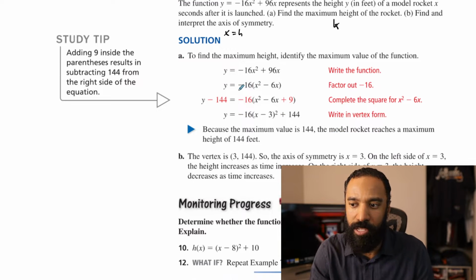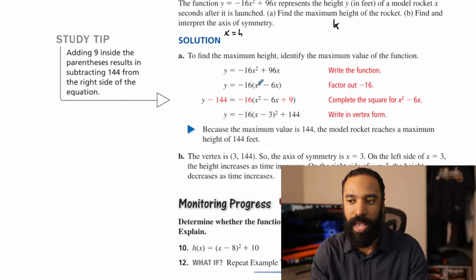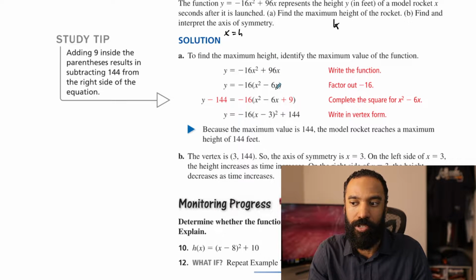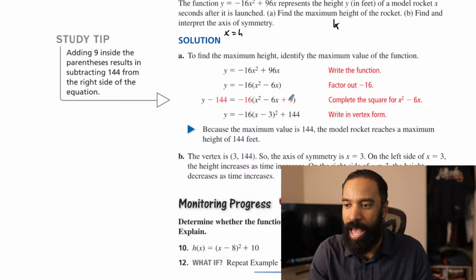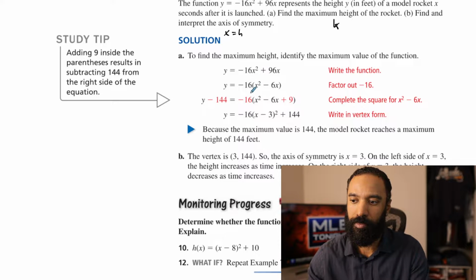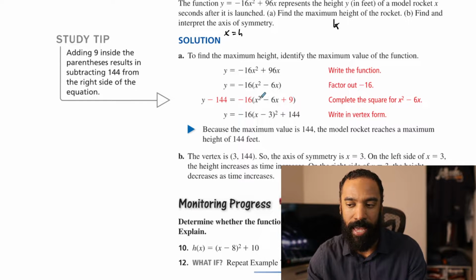Notice the very first step that they do, factoring out negative 16. We need a 1x squared here. It has to be. And that consequently turns this into a negative 6. Negative 6 divided by 2 is negative 3. Negative 3 squared is 9. We add 9 to this side. Why did they subtract 144 from this side? Because that's negative 16 times 9. Remember, this is not truly just a plus 9. It's whatever this number is multiplied by that. So we add negative 16 times 9.